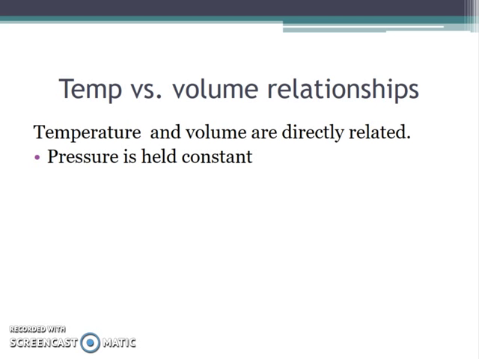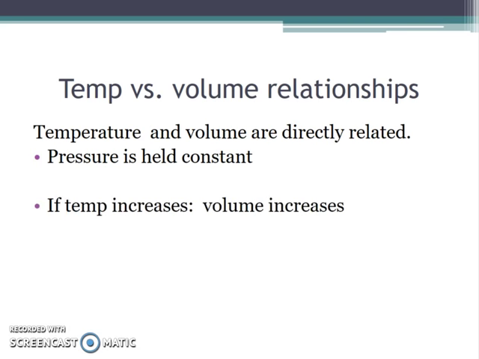When we say something is directly related, we basically are saying that when one goes up, the other one goes up. When one goes down, the other one goes down. We've already learned about pressure, but now if we're learning about temperature and volume, we would say that pressure is held constant, which means pressure doesn't have really anything to do with the relationship between these two. So the trend is that if the temperature is going to increase, the volume will increase. Just like I said, direct relationship.